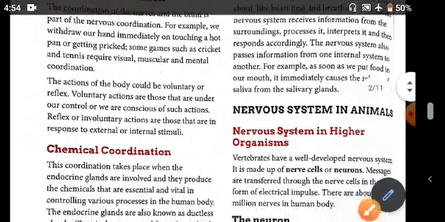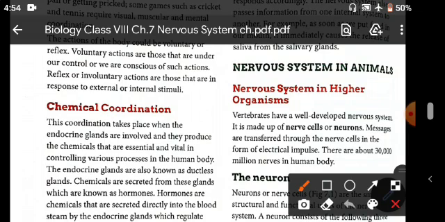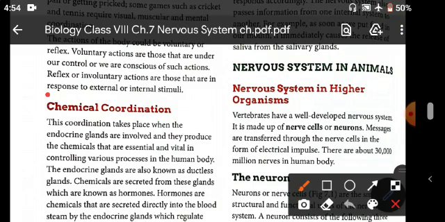Voluntary actions are those that are under the control of our brain and of our conscious will. Reflex or involuntary actions are those that are in response to external or internal stimuli. When any stimulus is there, a reflex action will occur.